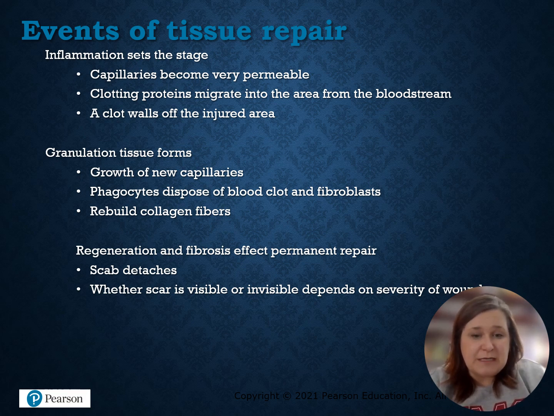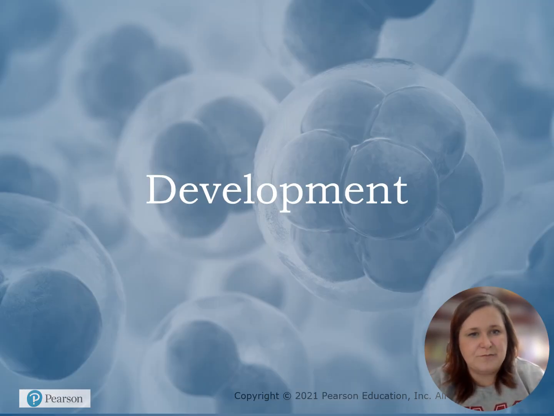Regeneration is going to be the last stage of this. And so regeneration and fibrosis are going to affect the permanent repair of this whole process. At this point, you will either end up with a scab, and then that scab detaches and you're done with the whole process, or things are going to go a little sideways and you're going to end up with a scar and you'll go into that fibrosis type cascade.